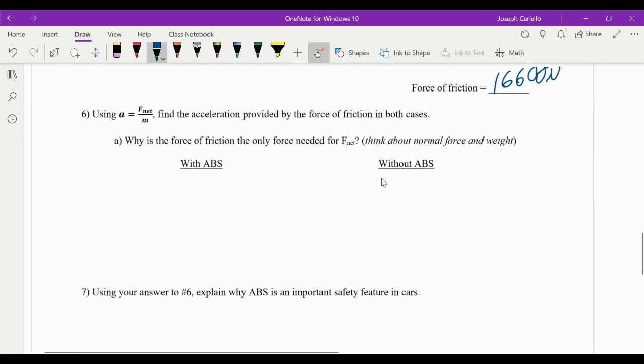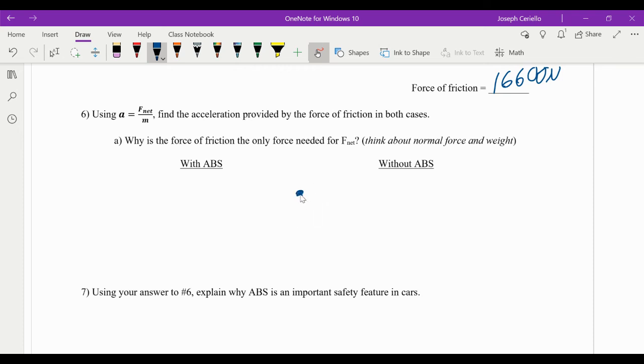All right, now looking at number 6 here, it says using A equals F net over M, find the acceleration provided by the force of friction in both cases. Then, why is the force of friction the only force needed for F net? Think about what happens to the normal force and the weight. So the normal force and the weight cancel out, but I want you to kind of think about why.